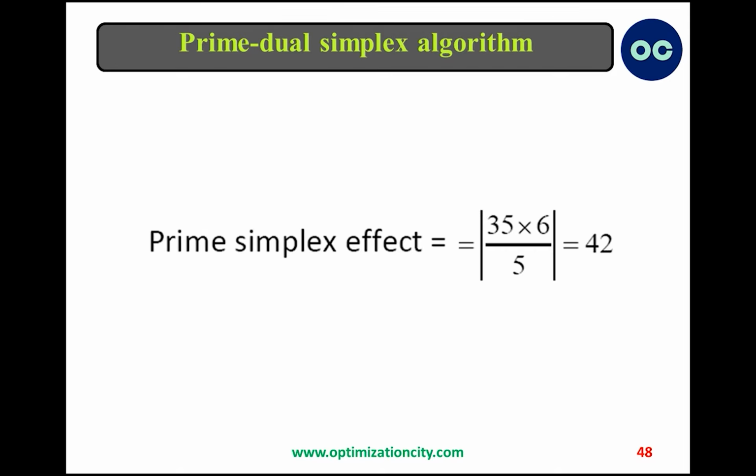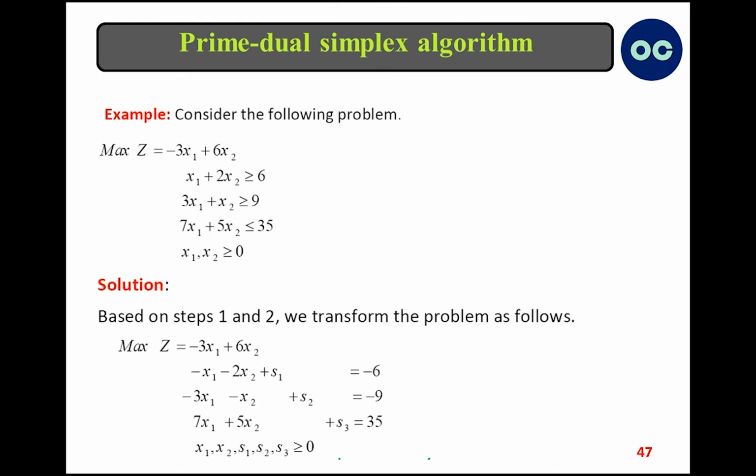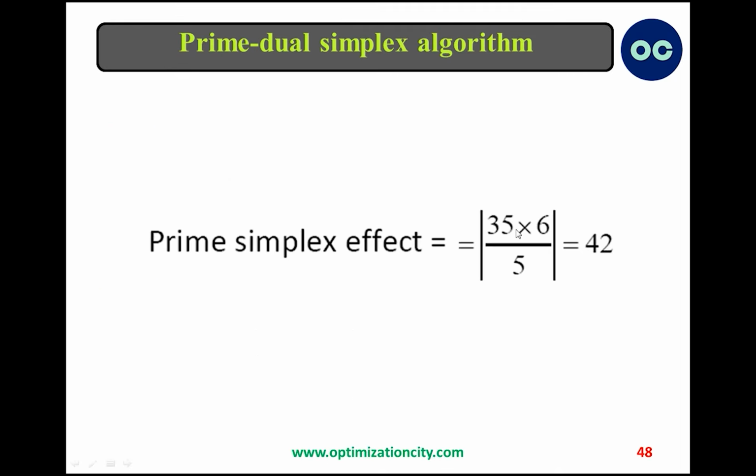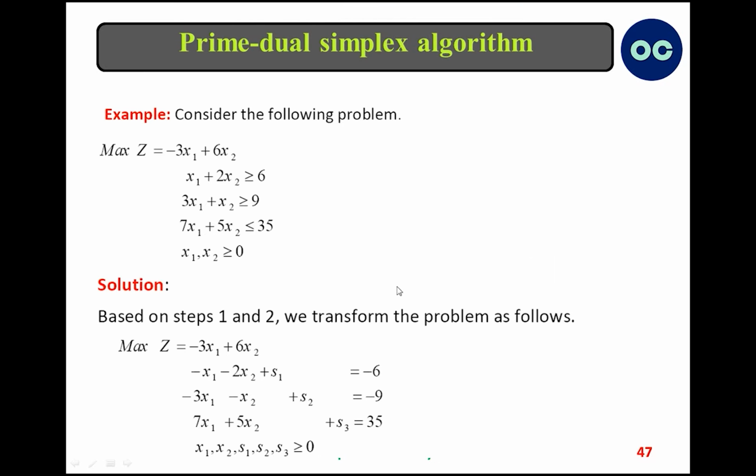Next, we calculate the prime simplex effect based on the negative coefficient of x2 in row 0, which is -6, and the only positive number in this column, which is 5, and the positive number on the right-hand side, which is 35. The calculation is as follows. Here we have 35 as b_i. This is a positive value, and 6 is the negative coefficient of x2 in the objective function. This is -6.